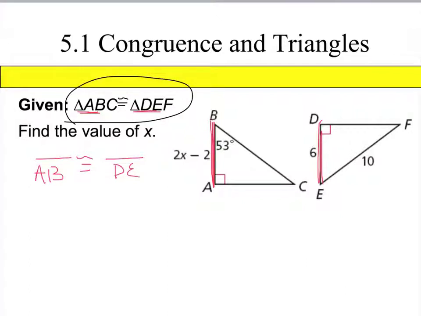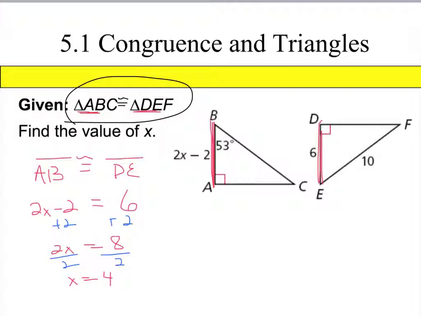All right, so then what is AB? AB is 2x minus 2. What is DE? DE is 6. We know that they are congruent, which means they are the exact same measure. So we now have our algebraic equation. Let's solve it algebraically. Add 2 to each side. We get 2x is equal to 8. Divide by 2 on each side. X is equal to 4.